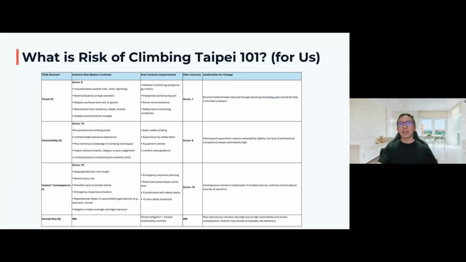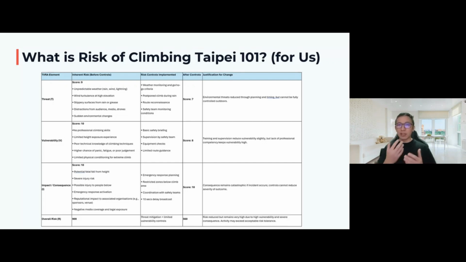Let's look at the numbers. Track 9. Actually the threats are quite similar. The environment that we are exposed to is the same. If we climb that, we are exposed to the same threats: the wind, the rain, all of these. Now, if we do the same risk control measures, here it shows from 9 to 7, so it is possible to reduce.